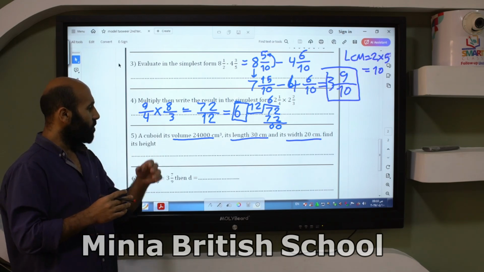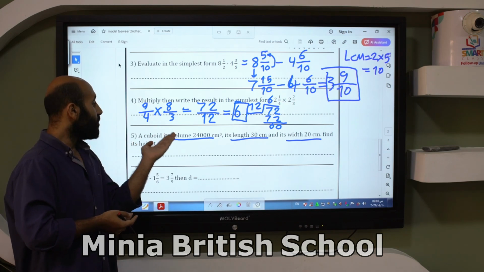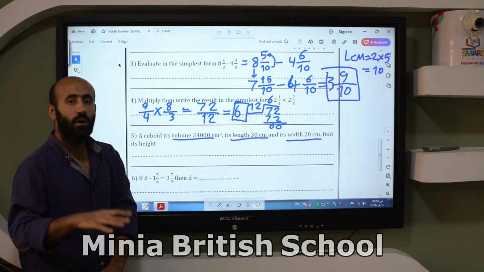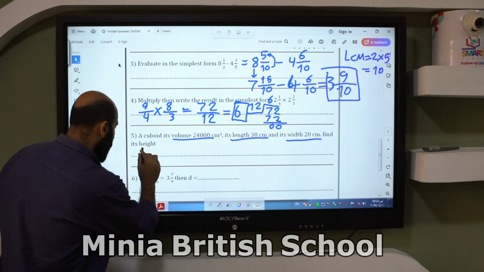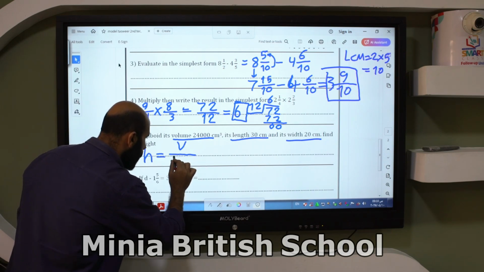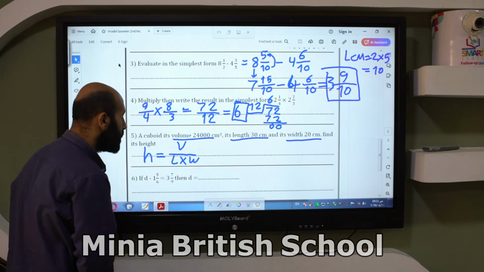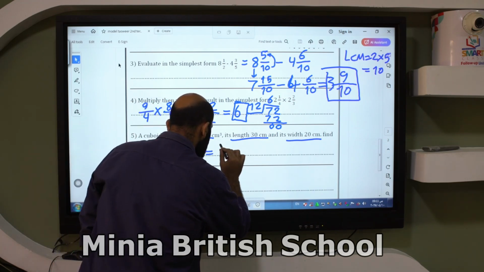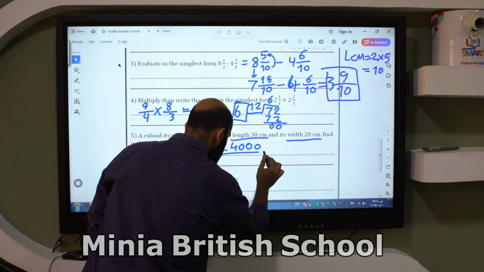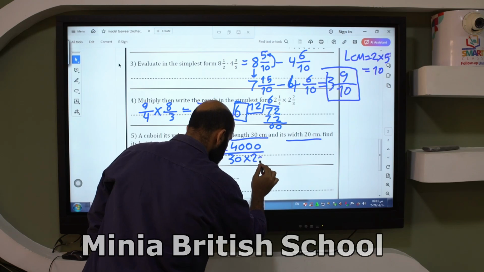We all know that the volume equals length times width times height. But what if I have the volume and the length and width, and I have to find out the height? Well, it's simple, a small rule. The height, or I can say h, equals volume over length times width. Okay? So it will be 24,000 divided by 30 times 20.